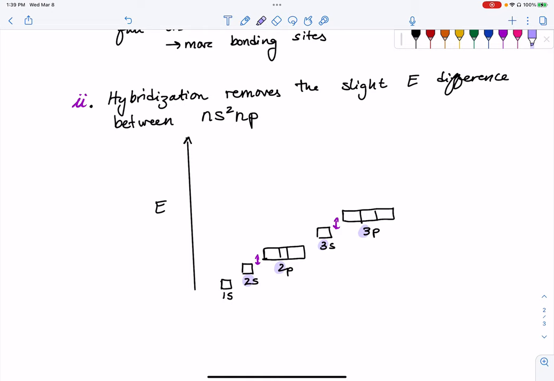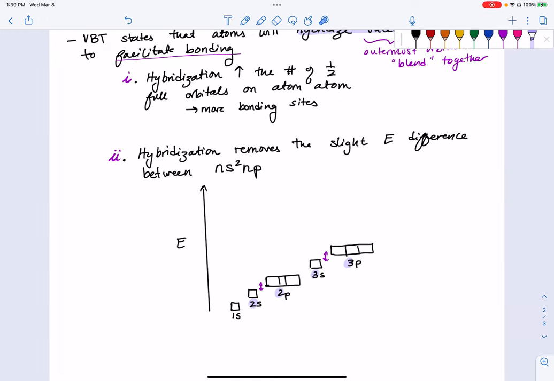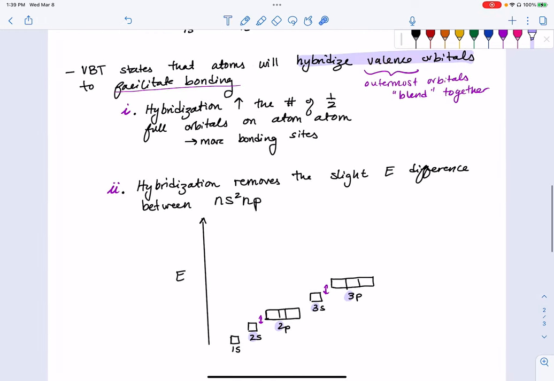So hybridization is going to remove this energy difference. It's going to eliminate that as something that we need to consider when it comes to where I can place energetically any kind of unpaired electron in some type of resulting overlap region.